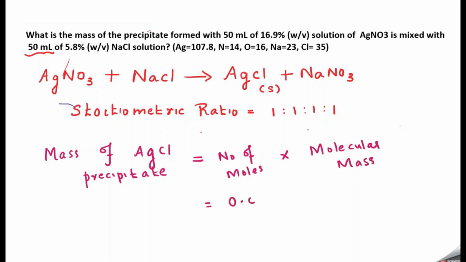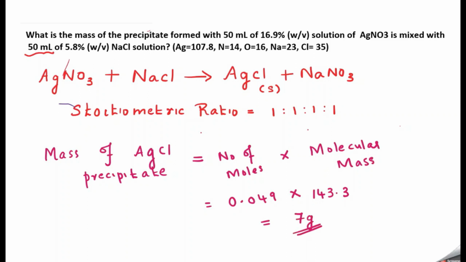The number of moles we have already found out, 0.049, multiplied by the molecular mass of AgCl. What is the molecular mass of AgCl? How can you calculate that? Ag, they have given 107.8, plus 35.5. This will come around 143.3. If you calculate this value, it will be around 7 gram. So my final answer is 7 gram.